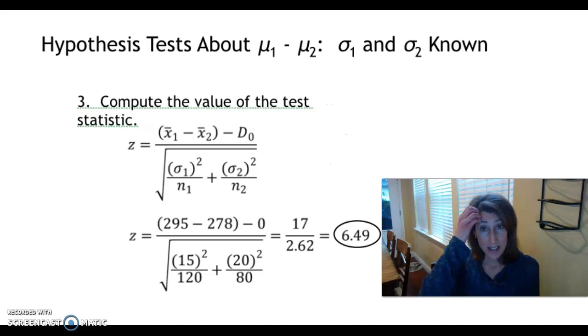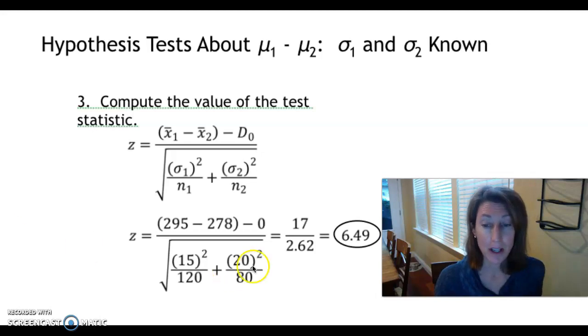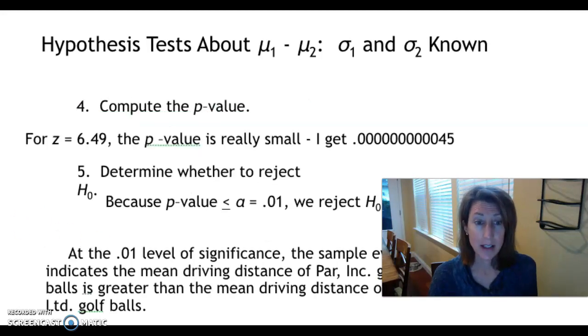What is the test statistic? Remember, we don't have to do this by hand, but if we want to, this is how we'd come up with our z-score. There's a z-score just like we would do when we had our one population test. And by the way, you'll get a z-score of 6.49. But you just put it all into your calculator, you'll get the same thing. And then what's nice is it'll pop out for you what the p-value is.